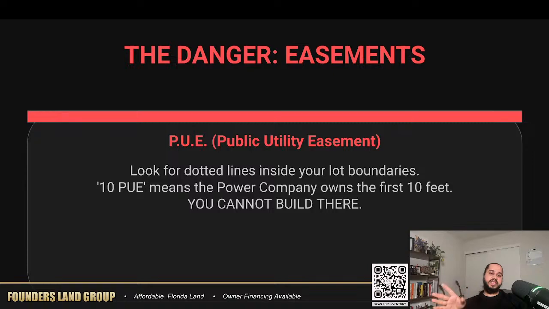Always stay away from easements. When you're doing your due diligence, I know a lot of people don't have access to the plat maps, but counties have their own GIS maps, which we'll discuss some other time, but I can send the link. And you always check for public utility easements. Look for dotted lines inside your lot boundaries. 10 PU means the power company owns the first 10 feet. You cannot build there.